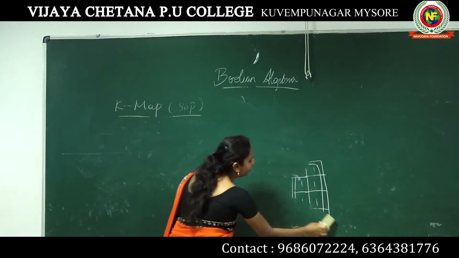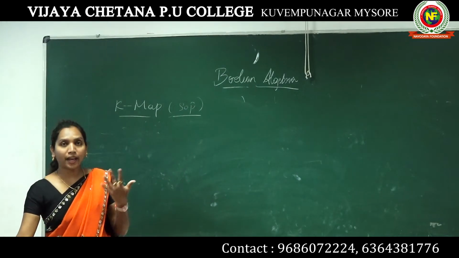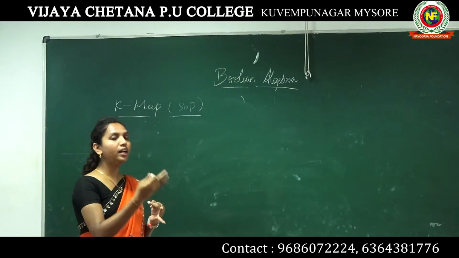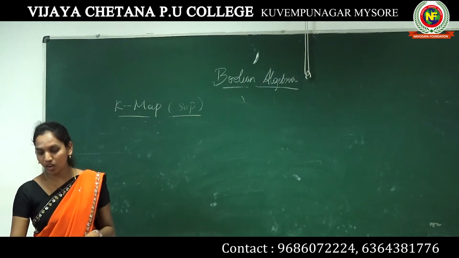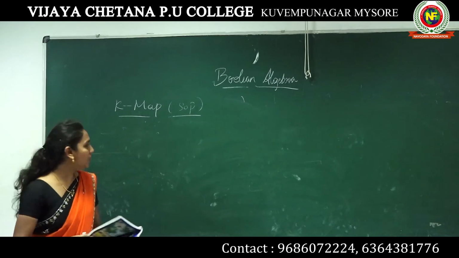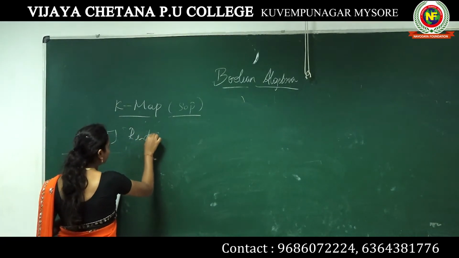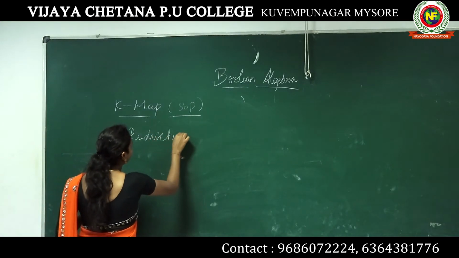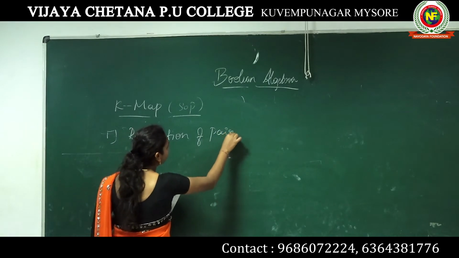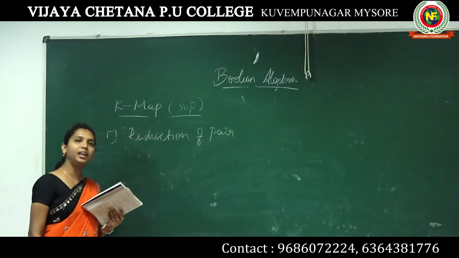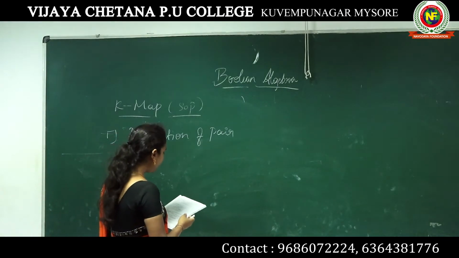Okay, so solving the K-map using pair, quad or octet is called a reduction. So the first one is the reduction of pair, which means we are going to solve the pair in a K-map.